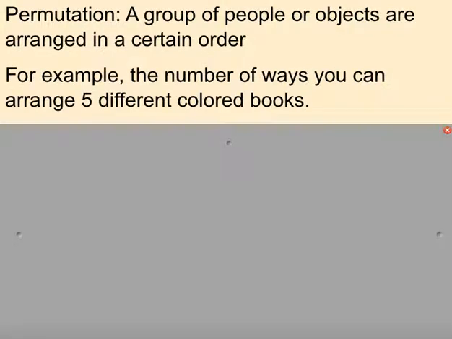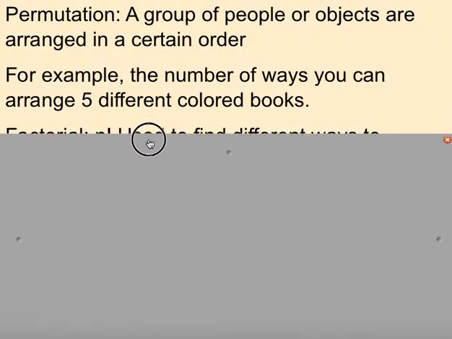Okay, now that's for independent events. We have an event that occurs and a different one, and they don't affect each other. But a permutation is a little bit different. We don't have as independent events as before. It's really a group of people or objects that are arranged in a certain order. For example, the number of ways you can arrange 5 different colored books.